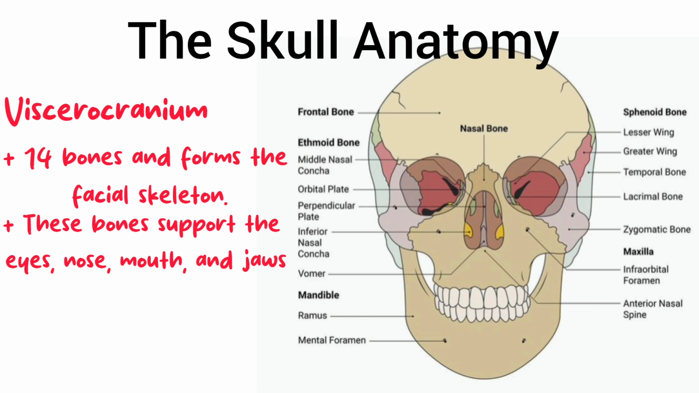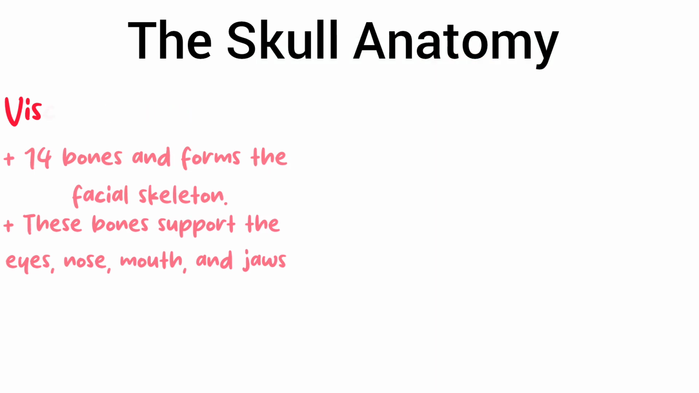Lacrimal bones are paired thin bones forming part of the medial wall of the orbit and housing the lacrimal sac. Palatine bones are paired L-shaped bones that form the posterior part of the hard palate and part of the nasal cavity. Inferior nasal conchae are paired curved bones projecting into the nasal cavity, increasing surface area for air filtration and humidification. Vomer, 1, forms the posterior inferior part of the nasal septum. Mandible, 1, the largest and strongest facial bone, forming the lower jaw. It is the only movable bone of the skull and articulates with the temporal bone at the temporomandibular joint.